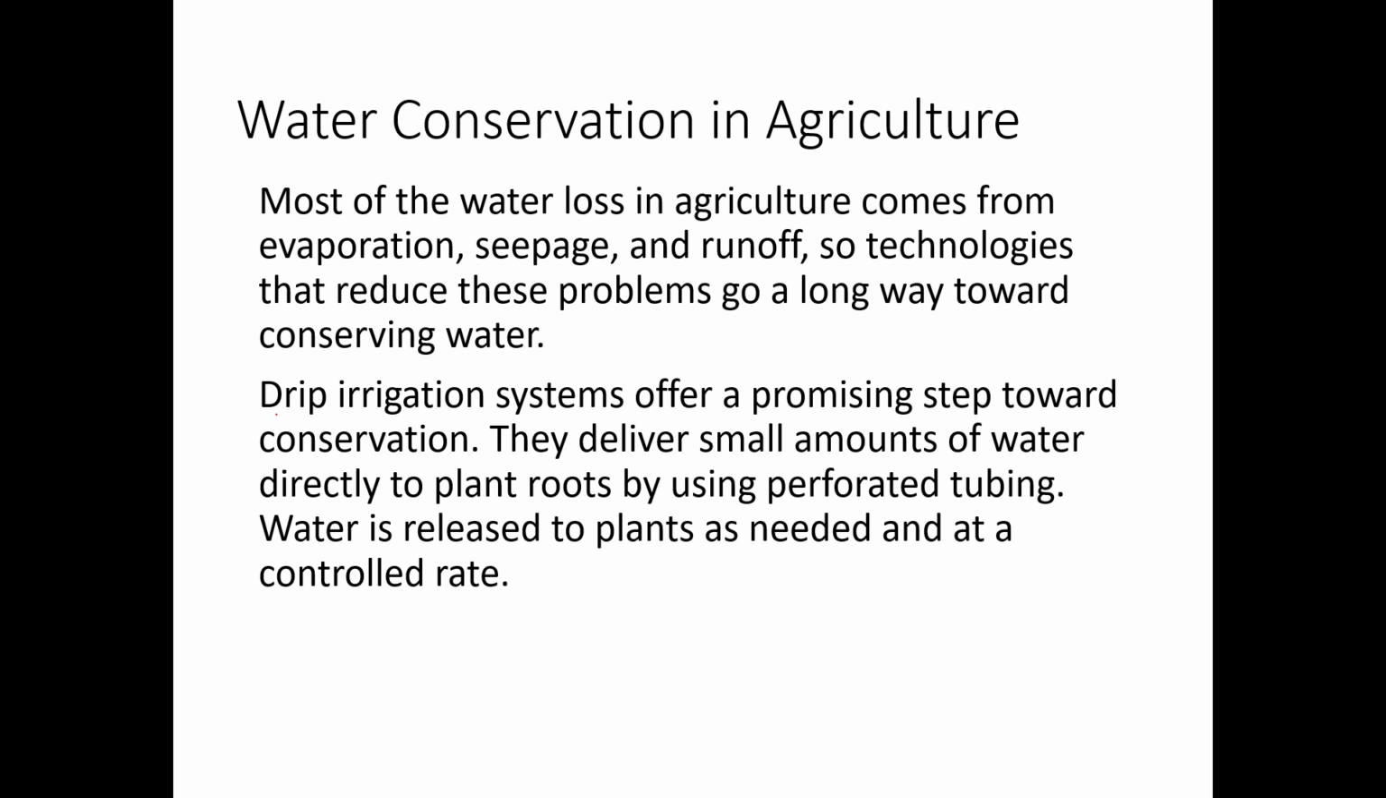You also have what's called drip irrigation, where you use small perforated tubes. A perforated tube would be a piece of tubing that has little tiny holes in it that allows small amounts of water to get out of that tubing and then reach the roots of the plants around the tubing. So you can release water at a slow, controlled rate that's just enough for the plant to grow, but not too much to where you're wasting water.